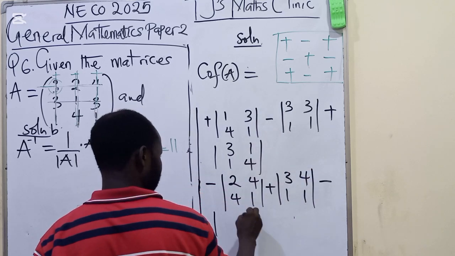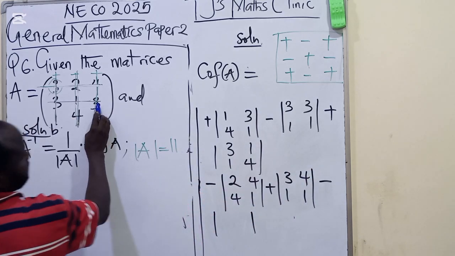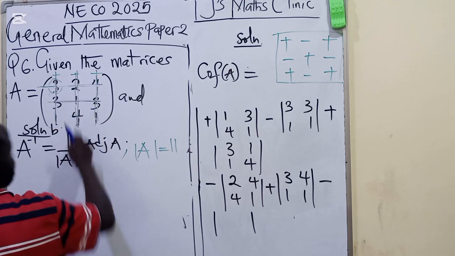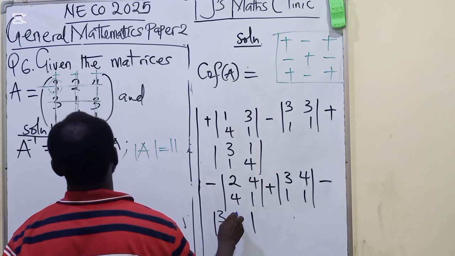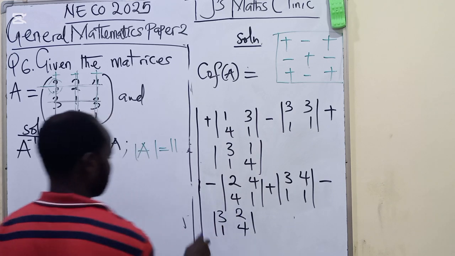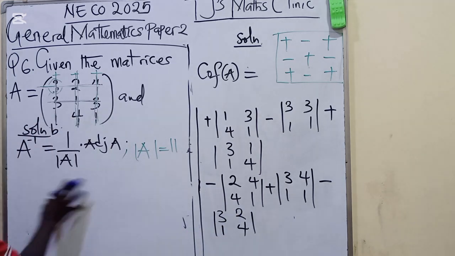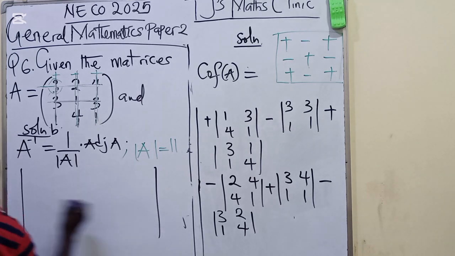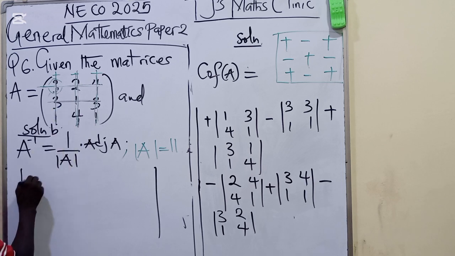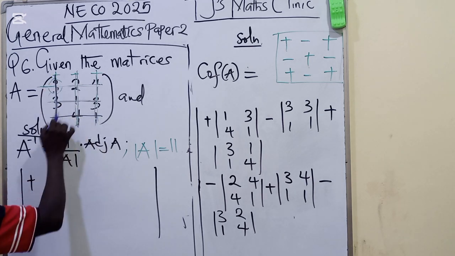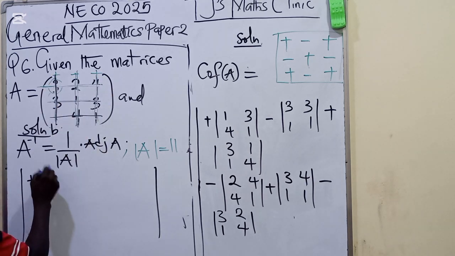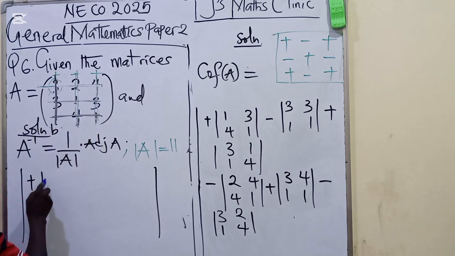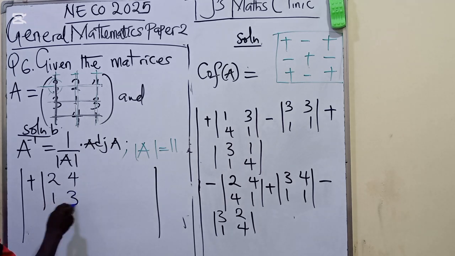Then we have something like this. We are here now, which is the last one here. We close this row and this column. We have 3, 2, then 1, 4. Very important. And let me take the last one here. We have something like this. The last one now will be, we are at this point, which is plus. We close this row and this column. We have 2, 4, 1, 3.